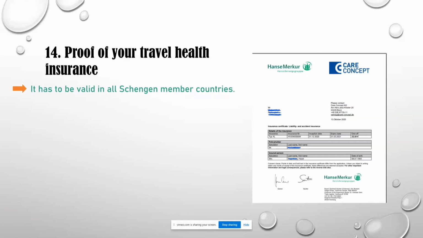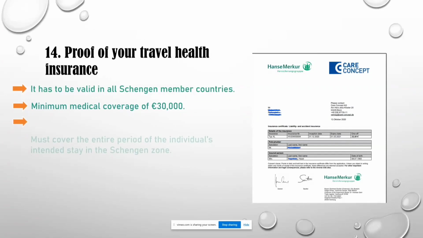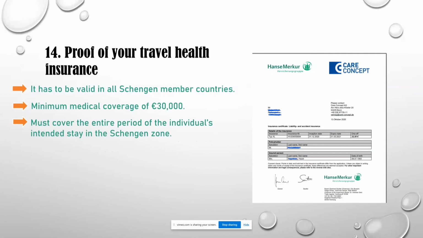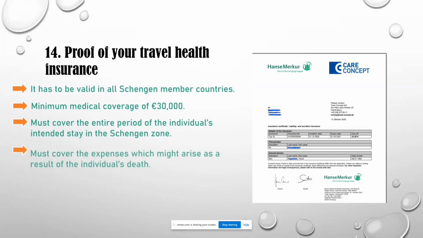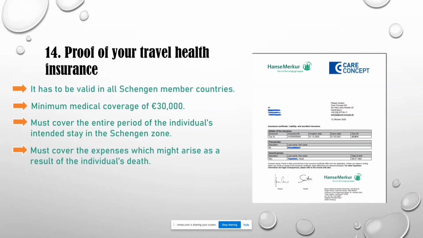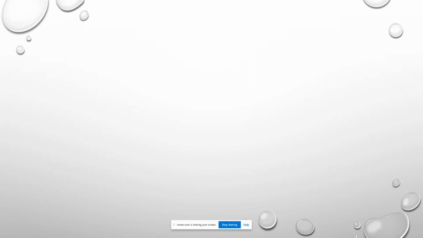And this insurance should be valid in all Schengen member countries, with minimum medical coverage of 30,000 euro. Must cover the entire period of the individual's intended stay in the Schengen zone. Must cover the expenses which might arise as a result of the individual's death. Must cover emergency medical expenses and repatriation.